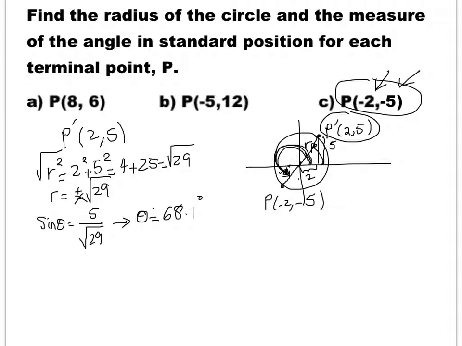So this means the opposite angle, which is right here, is going to be 68.1, because this angle and this angle, these two, are opposite. So I'm going to add 180, which is this one, plus 68.1. So really theta is 180 plus 68.1 degrees. And what is 180 plus 68.1? 248.1.